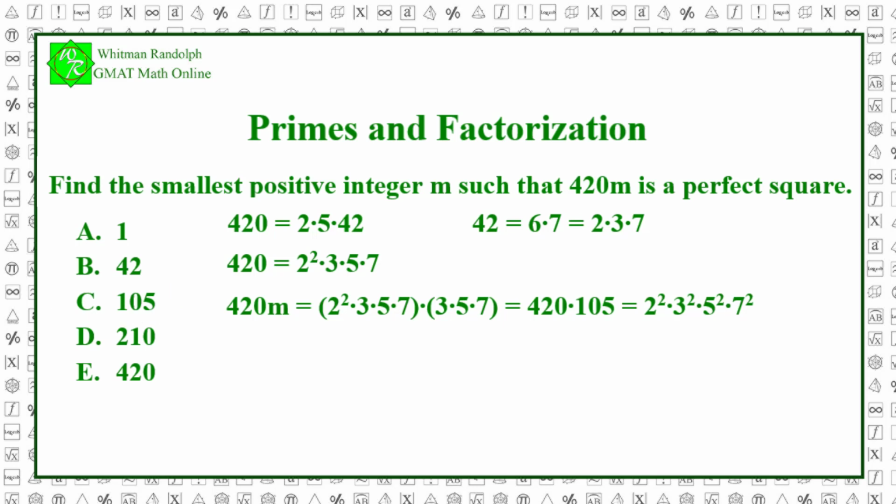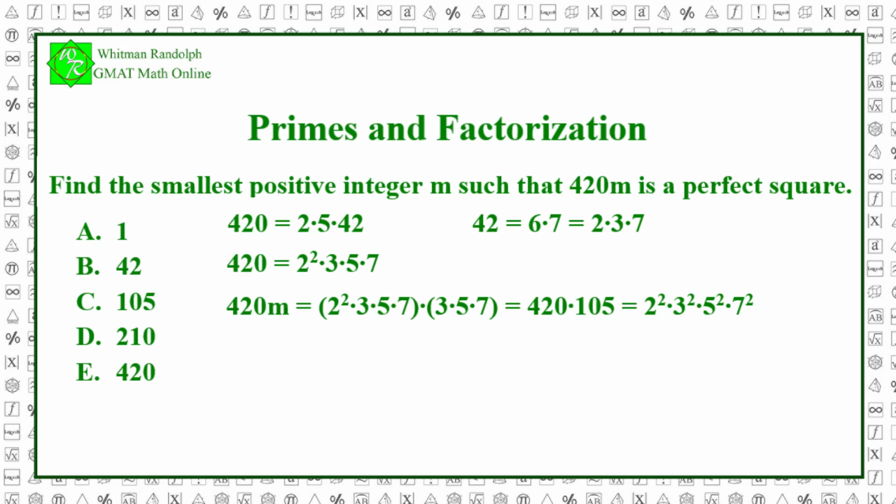One more point. It's easy to see for this problem that 105 is the smallest valid value for m. But is there a larger value for m that would make 420m a perfect square? Actually, there are many.